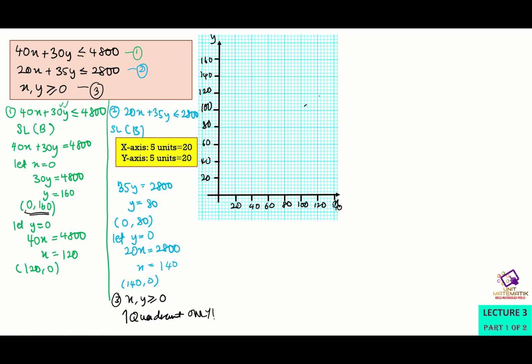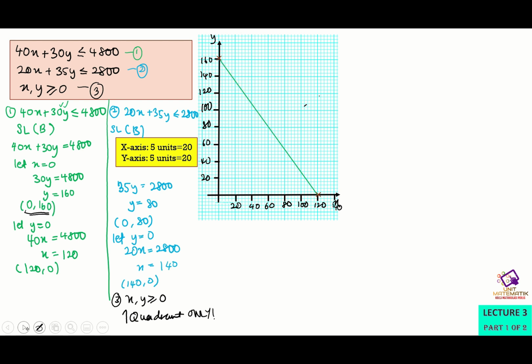Okay. And then let's start with the first inequalities, where the first point is 0 and 160. So the point is here. Okay, mark your point with X. And then the second point is 120, 0. So the point is here. Okay, and then draw your linear graph. Your linear graph must be solid line. So this is a solid line.